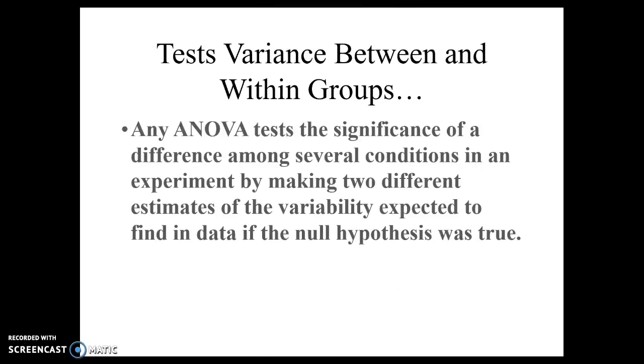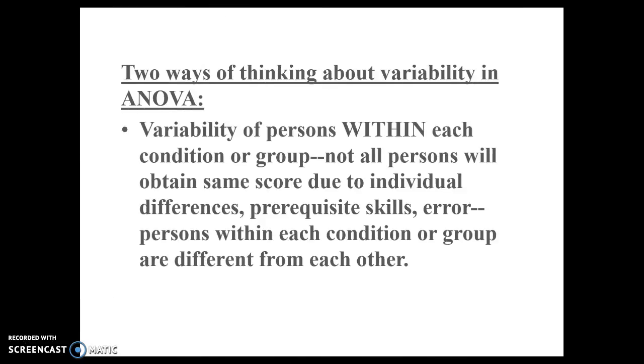What ANOVA is doing is it's testing the variance between and within groups. So we have this idea of variance and how spread out everything is. ANOVA is giving us two different variances. It checks within group and between groups. So within groups is saying that for group A, not everybody is the same. So how varied is group A? And we can think about all of this due to differences or prerequisites or error or whatever it is. Not everybody in group A is the same. Not everybody in group B is the same.